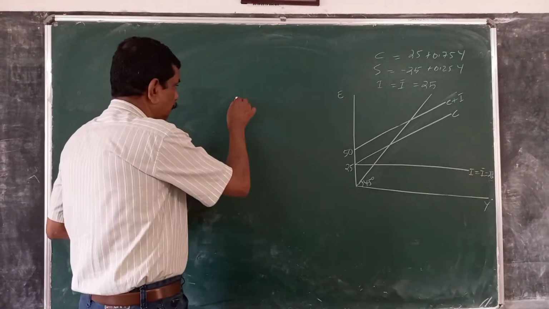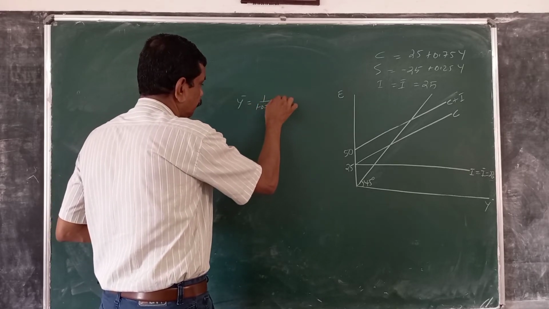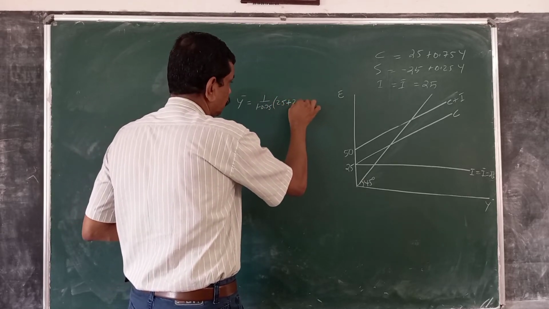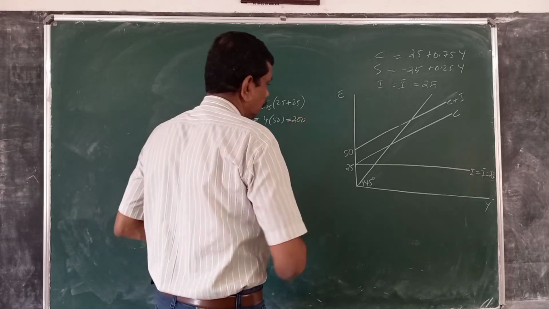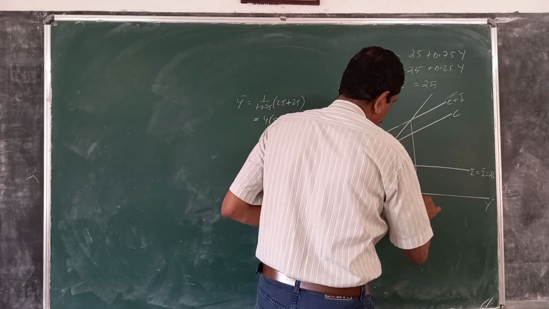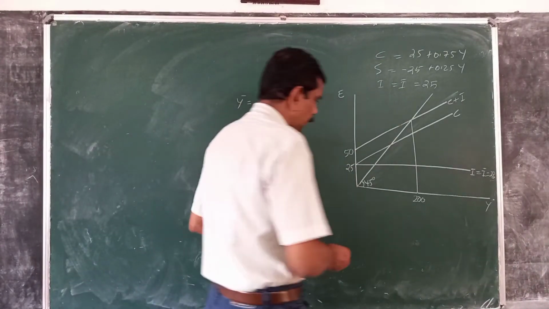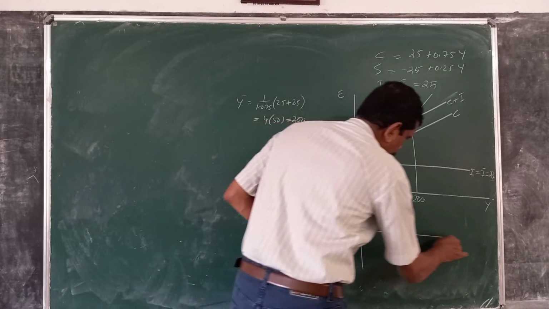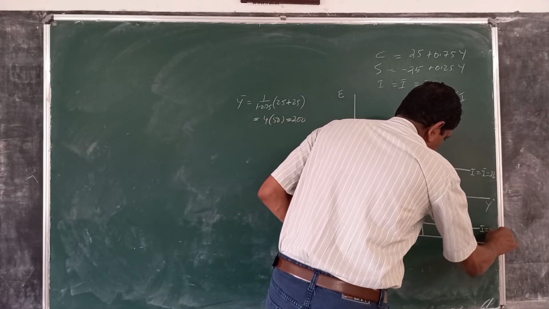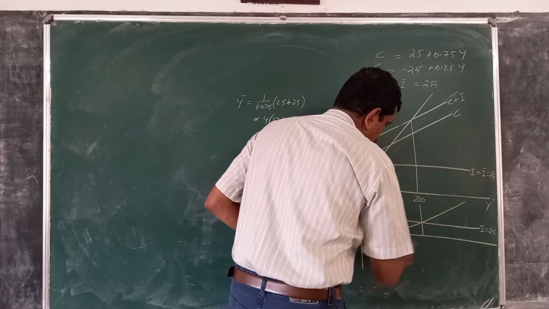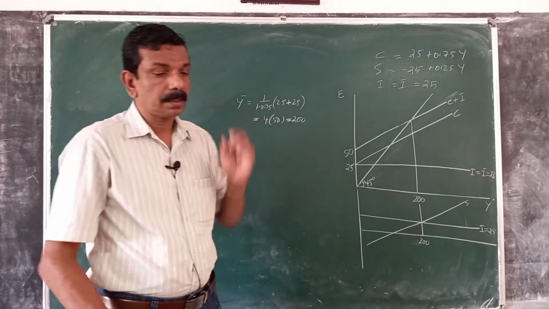Now, using the equilibrium condition, Y bar is equal to 1 by 1 minus 0.75 into 25 plus 25 is equal to 4 into 50 is equal to 200. So, this equilibrium level of income is at 200. And in terms of saving investment equality, investment I is equal to 25, saving is equal to investment at 200 level of income.